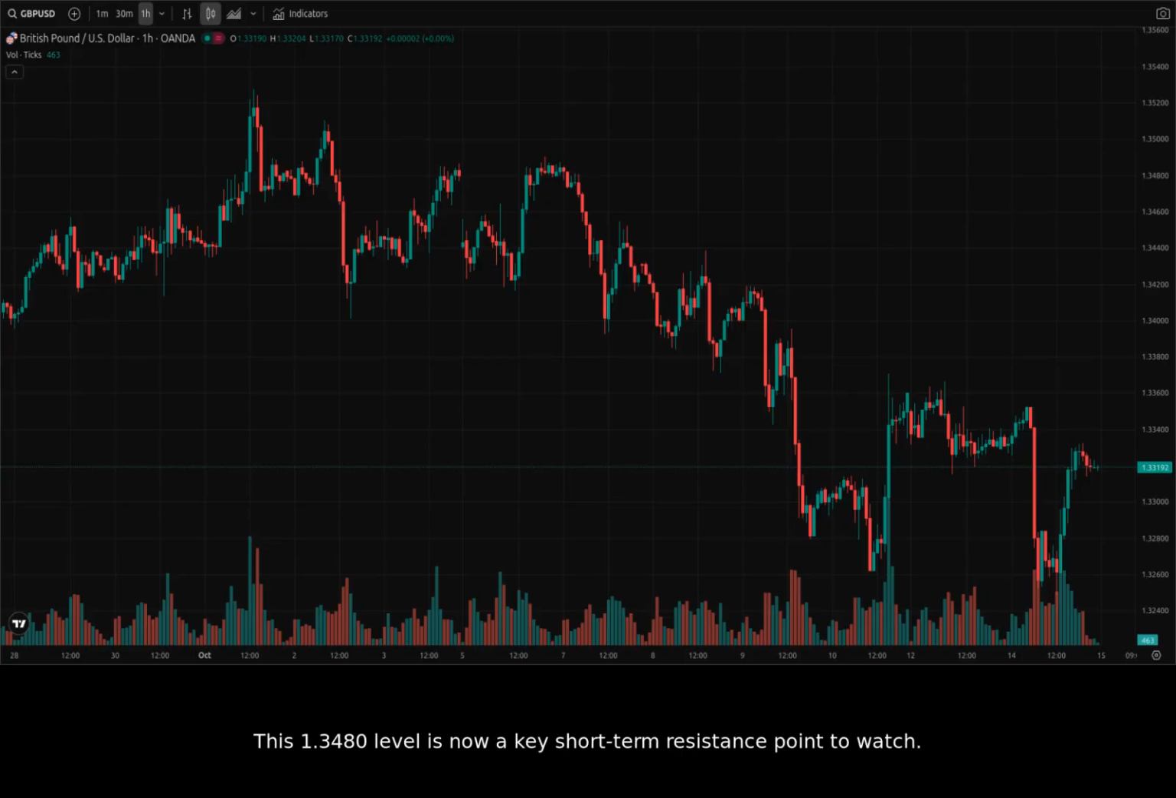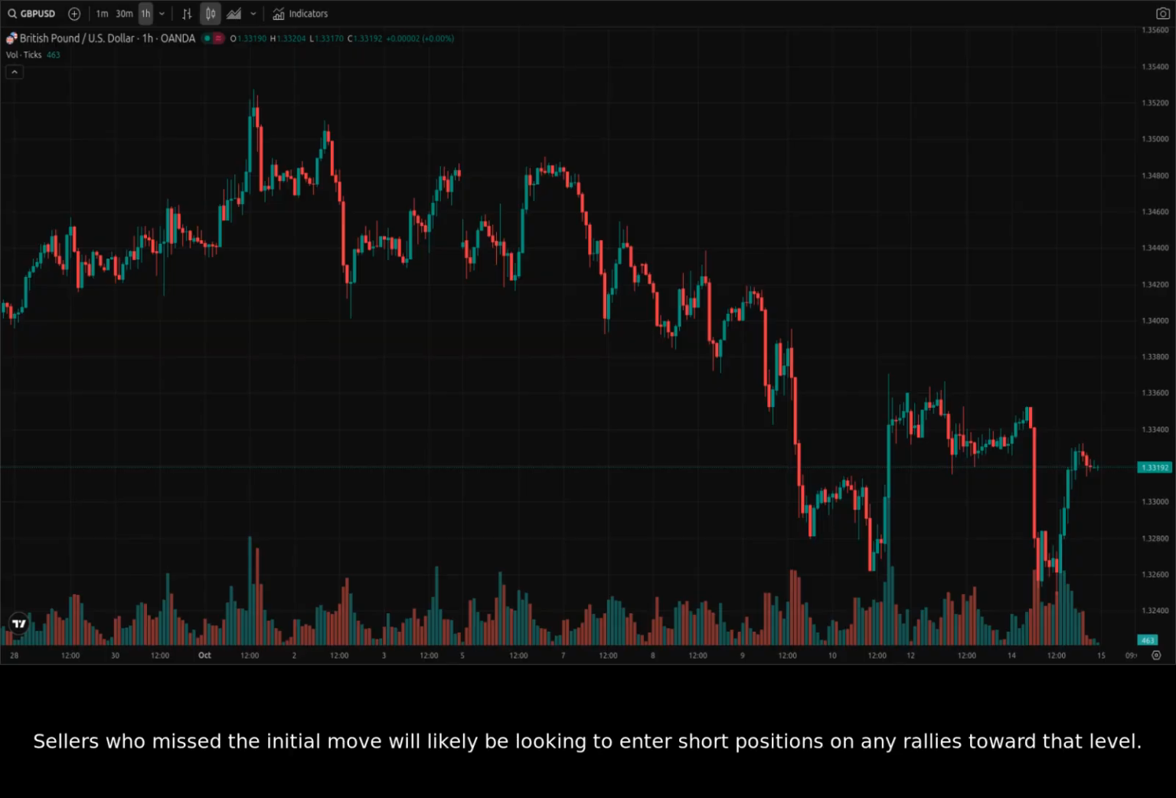This 1.3480 level is now a key short-term resistance point to watch. More immediate resistance sits right at that broken support of 1.3360. Sellers who missed the initial move will likely be looking to enter short positions on any rallies toward that level.